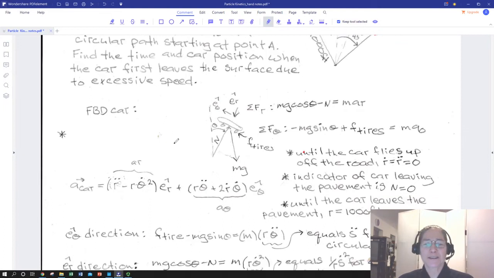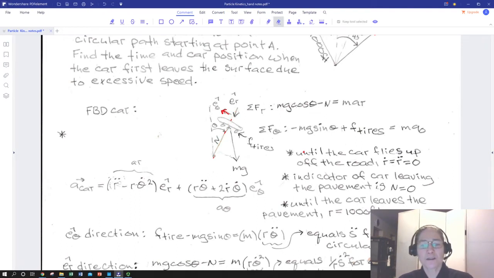So we picked our coordinate system, and now we have an FBD, so we're going to have to see what forces are acting on this car. So we've got the car, and here's our normal direction pointing down towards the center of the hill. My theta direction is effectively the tangential direction, so I've got r pointing to the center of the hill and theta pointing in the direction the car is going.